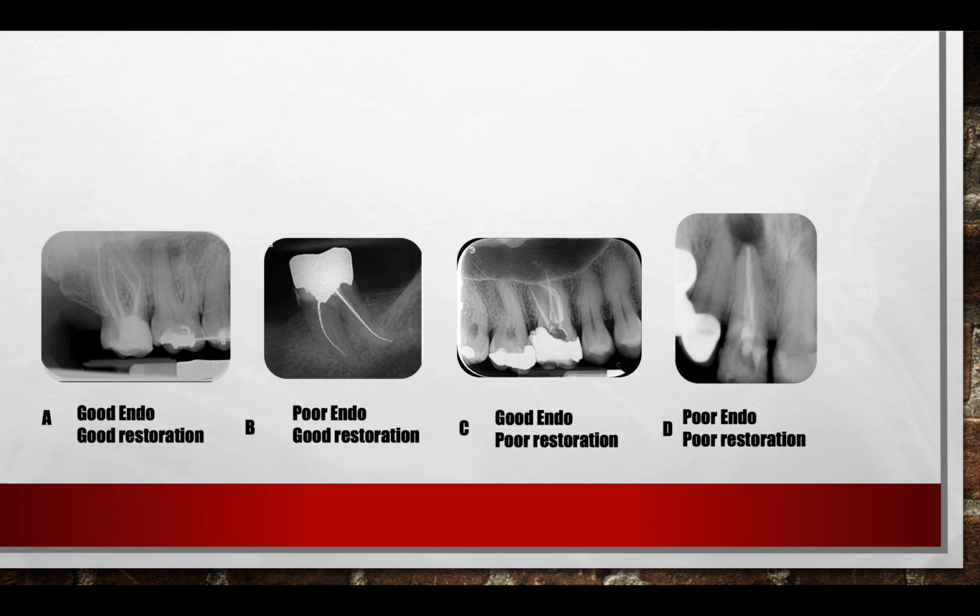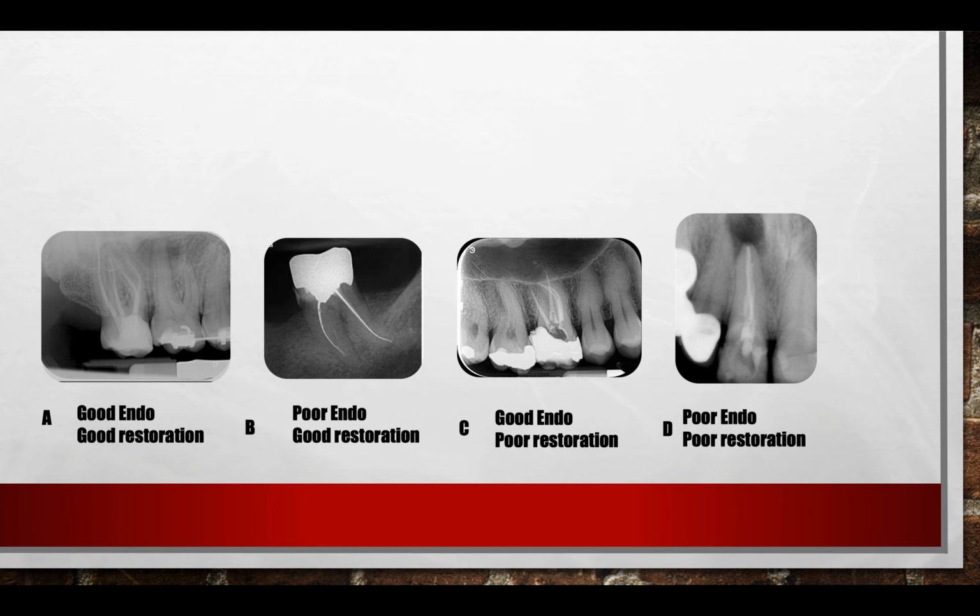So these are examples. In radiograph A, you have a good quality endodontic treatment, of course, based on the radiograph, and you have a good quality coronal restoration, good marginal seal, then the success rate will be very high. However, when you have poor endodontic treatment, but the coronal restoration is good and you have good marginal adaptation, then the success rate drops to 67%.